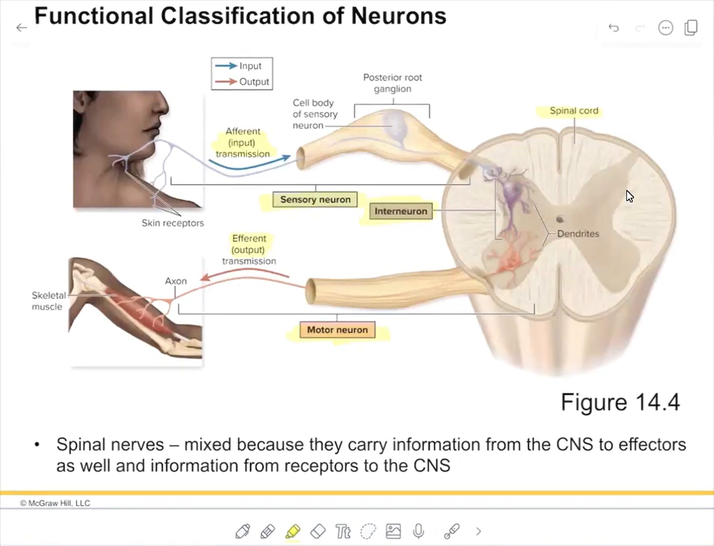One particular thing I want you to notice is that all spinal nerves, and there are 31 pairs of them, these are the ones that go in and out of the spinal cord, they are considered mixed because they carry information from the central nervous system to effectors, as well as information from receptors to the central nervous system. So they contain sensory and motor information. So that's what the word mixed actually means.